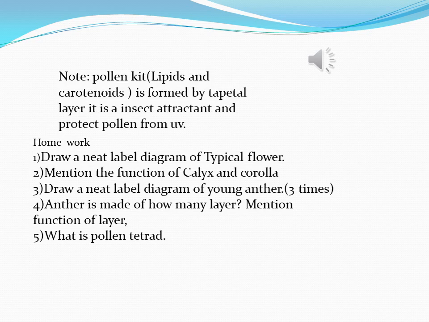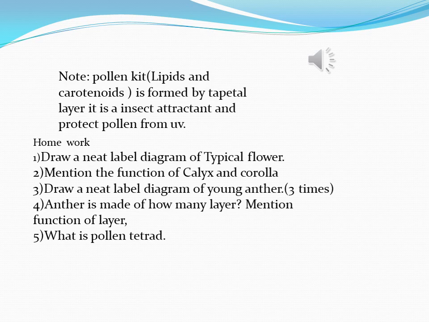Okay, so here we mention the homework. The first one is to draw a neat labelled diagram of a typical flower. Second is to mention the functions of calyx and corolla. Third, draw a neat labelled diagram of an anther. Yes, so this diagram is important. We have to draw it 3 times. How many times? 3 times you have to draw this structure.